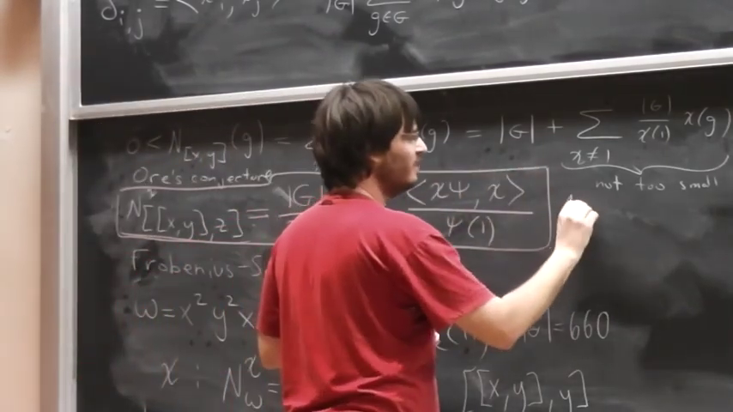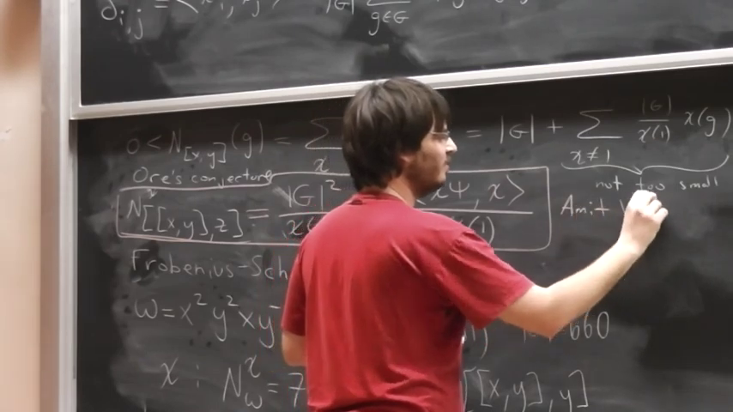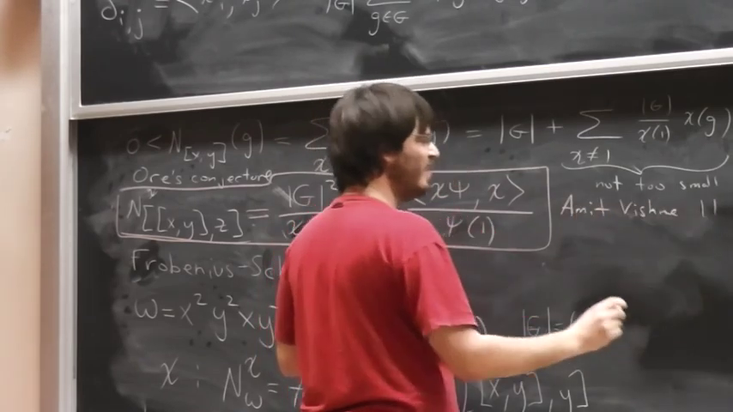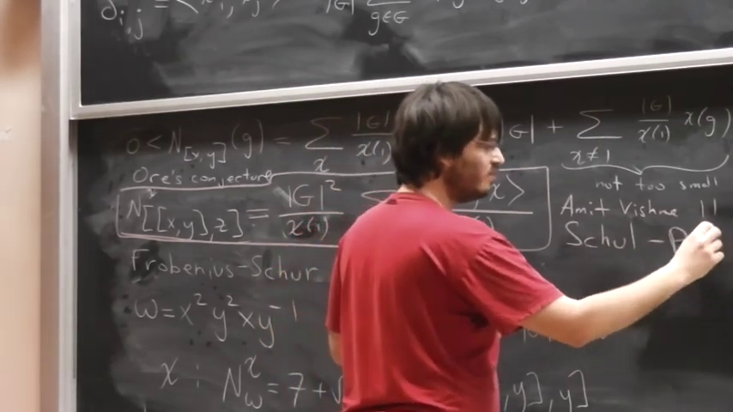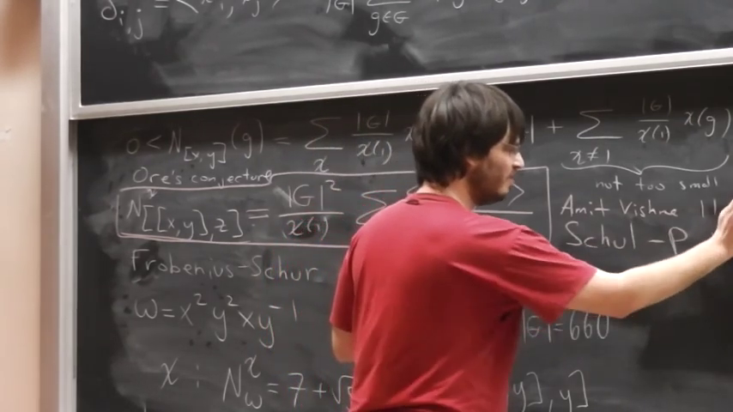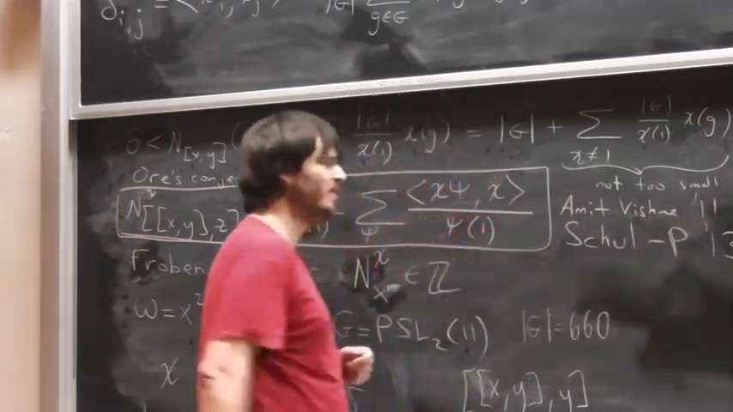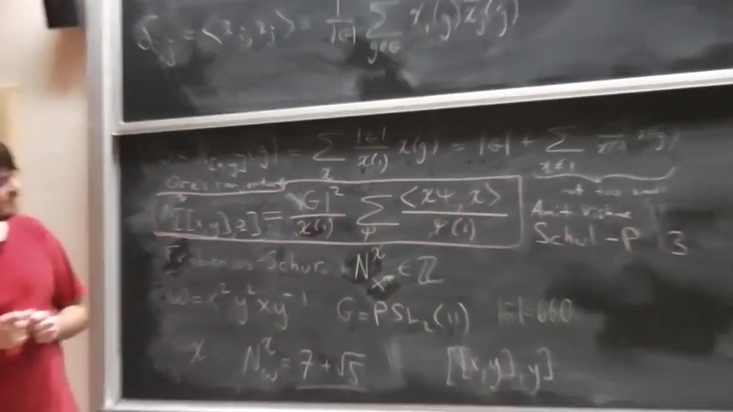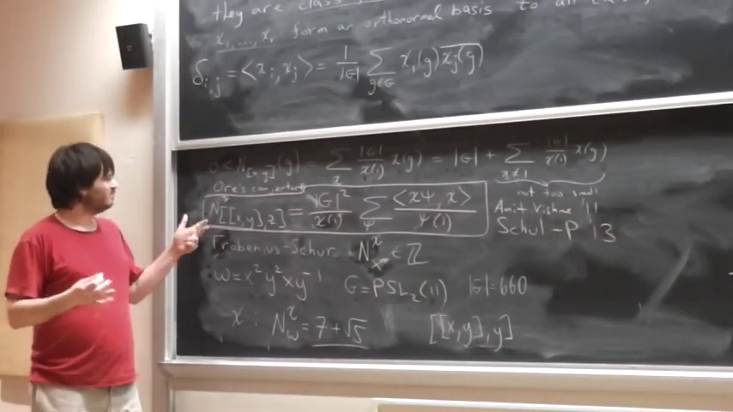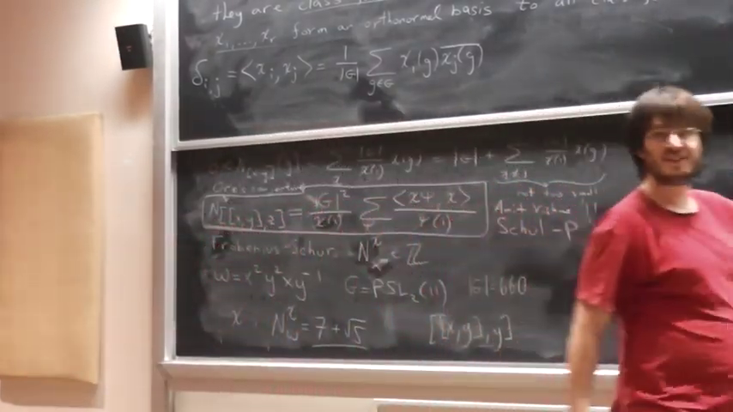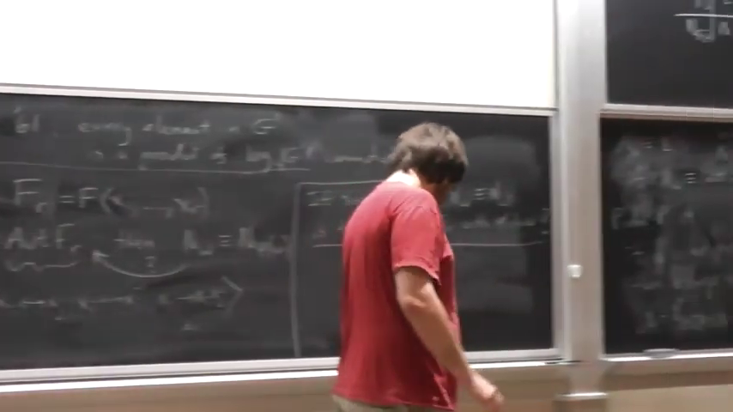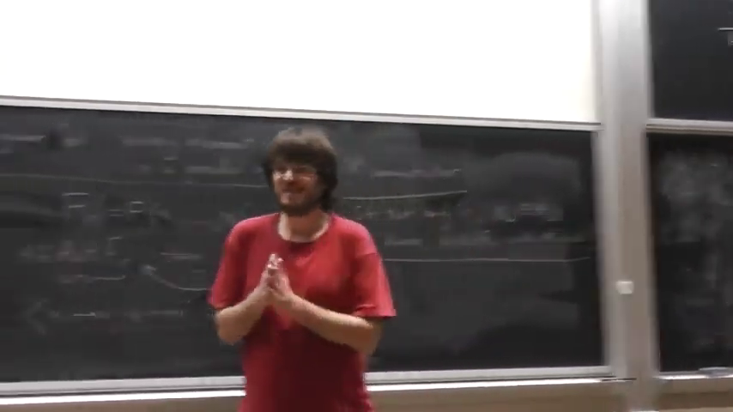So this is Amit Vishne from 2011, and together with Gili Schul, we found a different proof for something a little more general last year. So finding a formula, the rationality question, understanding the probabilistic type, lots of open questions. I hope that someone is interested in this.